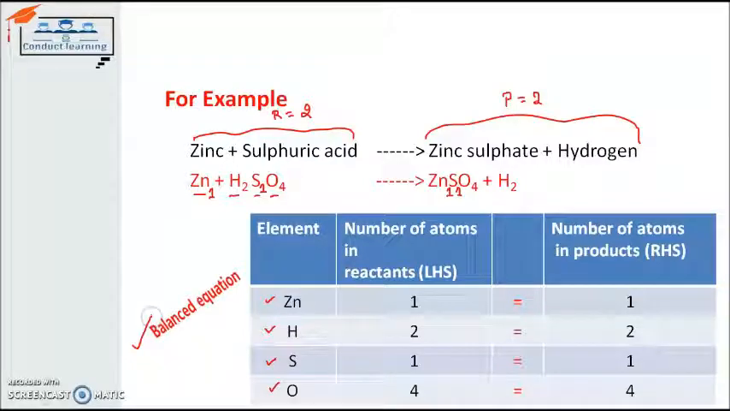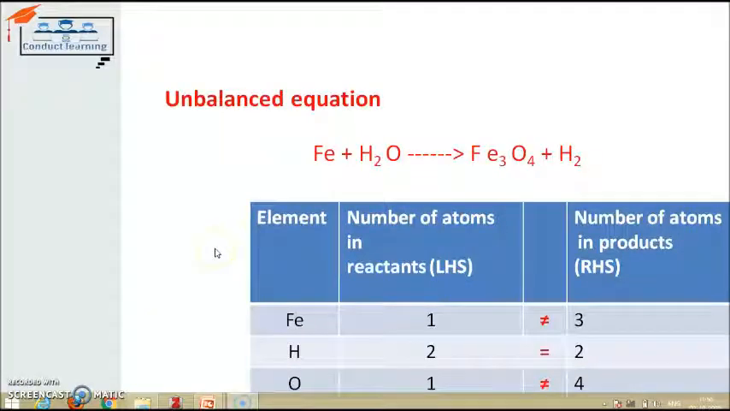The equation is balanced. This is how to understand which equation is balanced or not balanced. This is the easy way. Next we will continue with the unbalanced equation. We have done one example previously for an unbalanced equation.